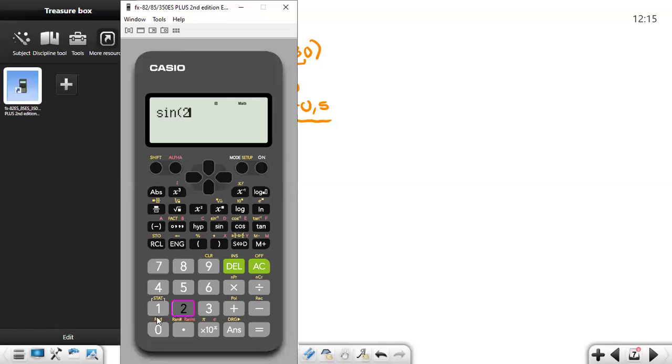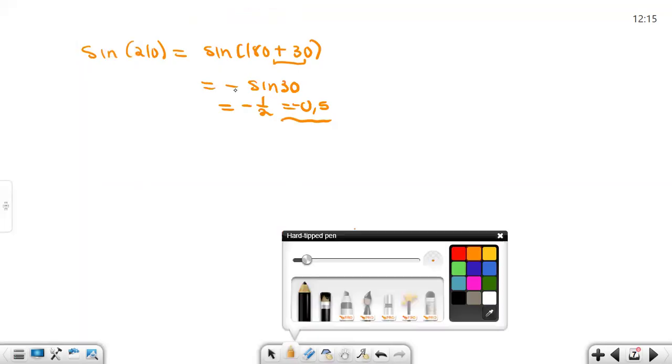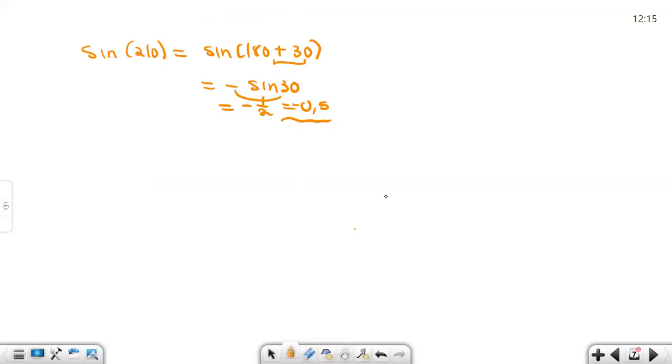Sine 210. Check what I'm doing. 180 plus is good for knowledge sake, but just check equals to. I'm reversing the whole process. Sine, second function, I put my answer button. Check the answer. It will shock you. That's 30. Oh, this is 30 negative. We are done.